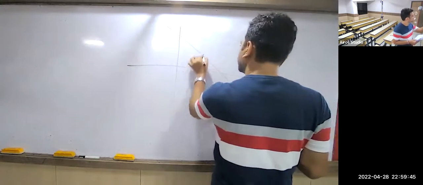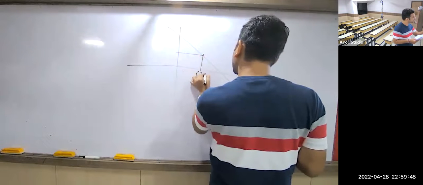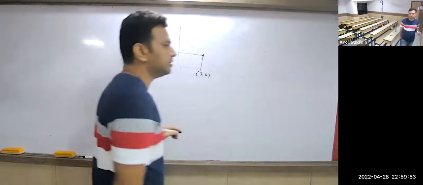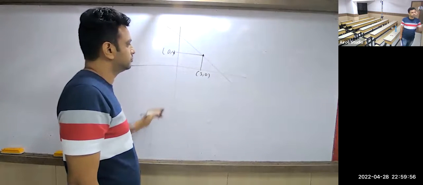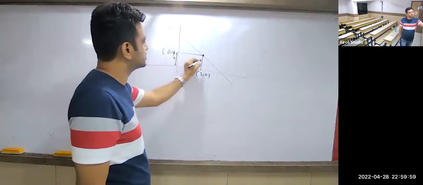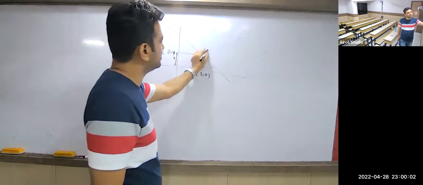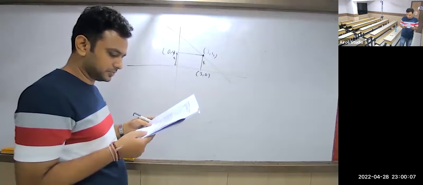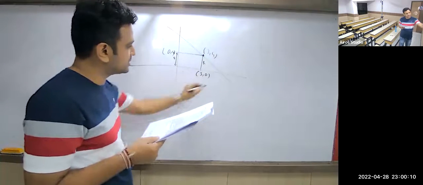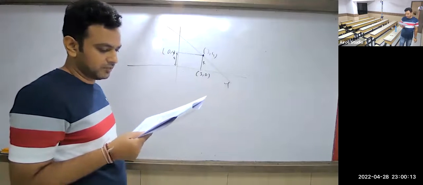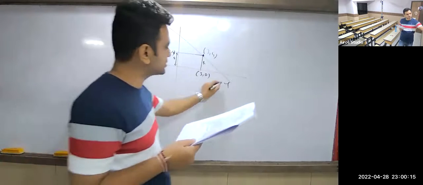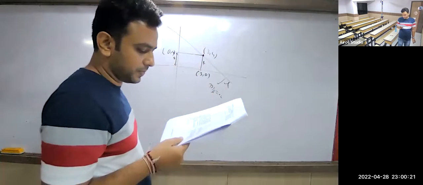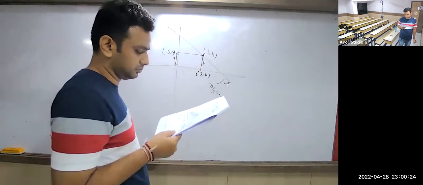This point is given as (3,0) and this point is given as (0,4). Can you get the coordinate of this point? 4 means this is 4, so this is also 4, so I'll get (3,4). Got it? Okay, so what they have asked, in the figure this is line L. If line L has a slope of -2, that means m of L is -2. What is the y-intercept of L?